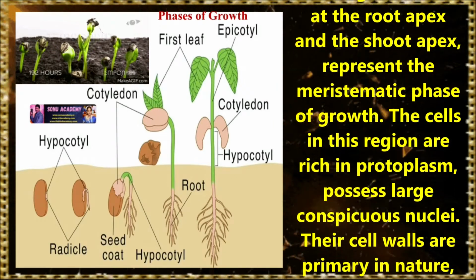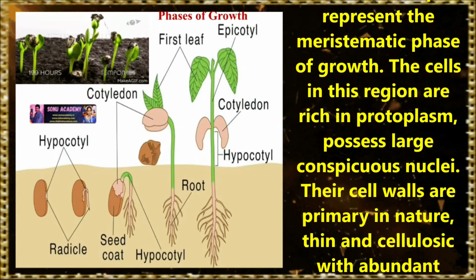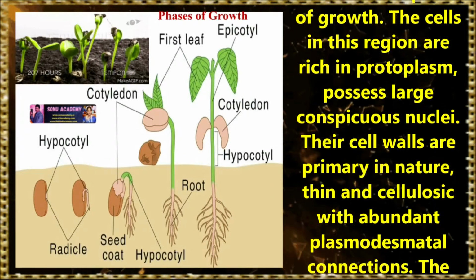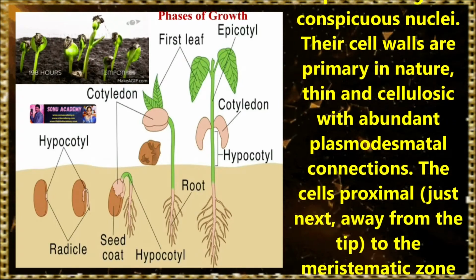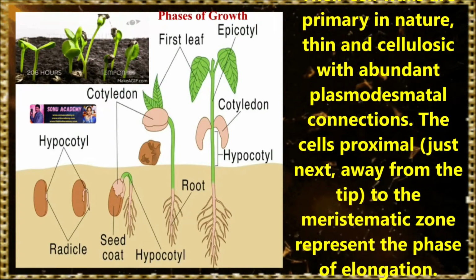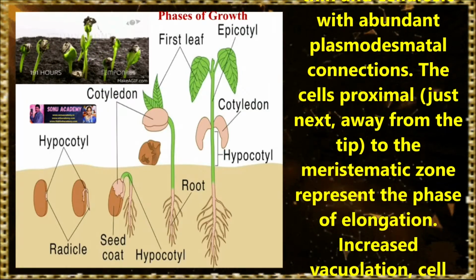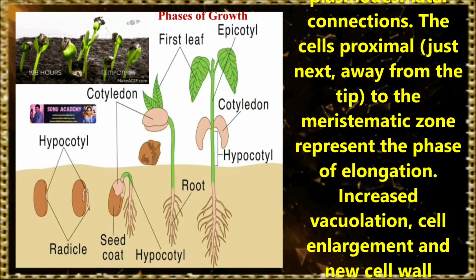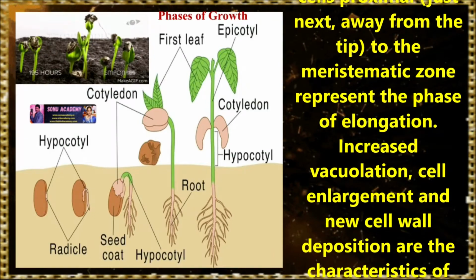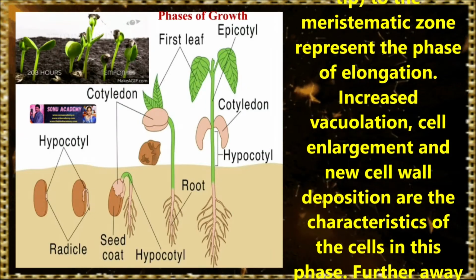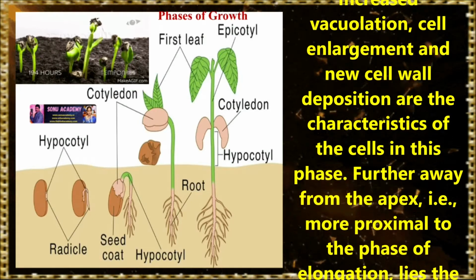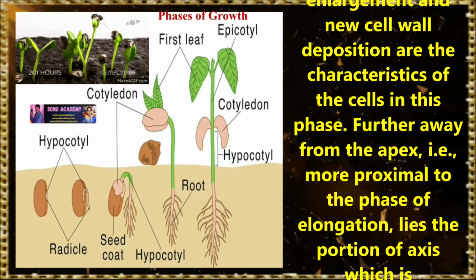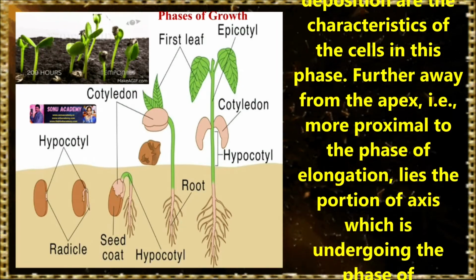The cells in this region are rich in protoplasm and possess large conspicuous nuclei. Their cell walls are primary in nature, thin and cellulosic, with abundant plasmodesmatal connections. The cells proximal to the meristematic zone represent the phase of elongation. Increased vacuolation, cell enlargement and new cell wall deposition are the characteristics of the cells in this phase.